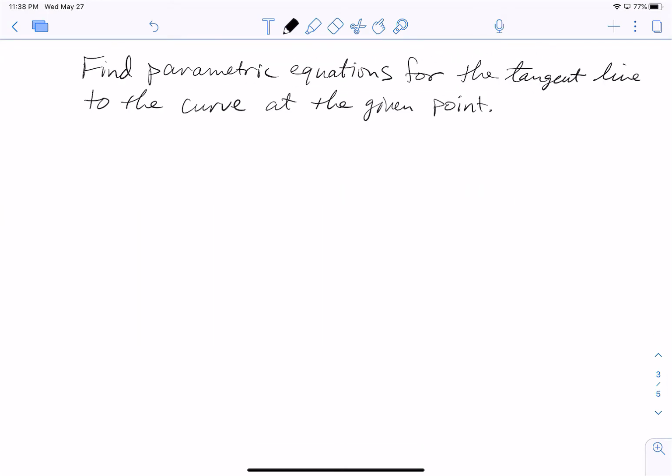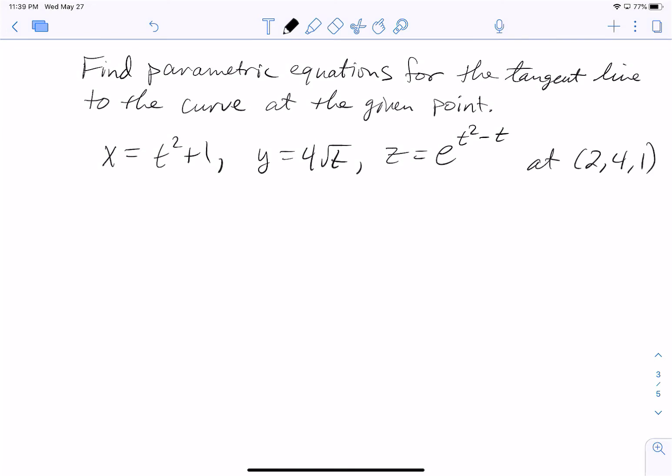And in this case, it means finding parametric equations for the tangent line to a curve at a given point. The curve is given by x equals t squared plus 1, y equals 4 times the square root of t, and z equals e to the t squared minus t. Like t squared minus t is the exponent. The point is 2, 4, 1.